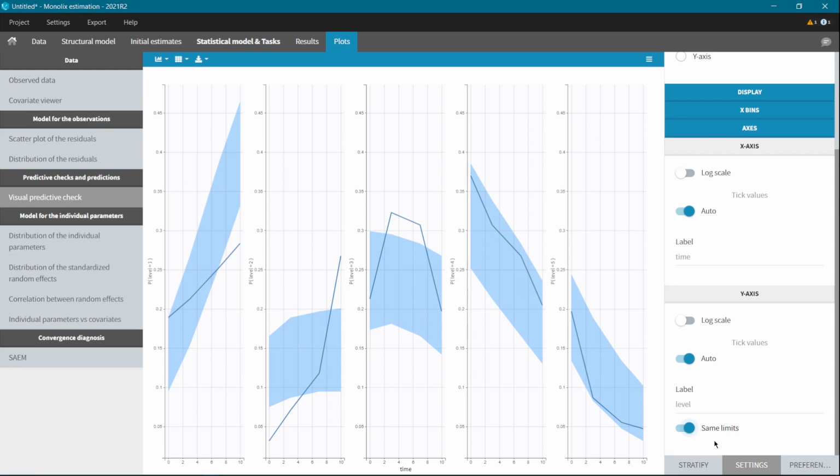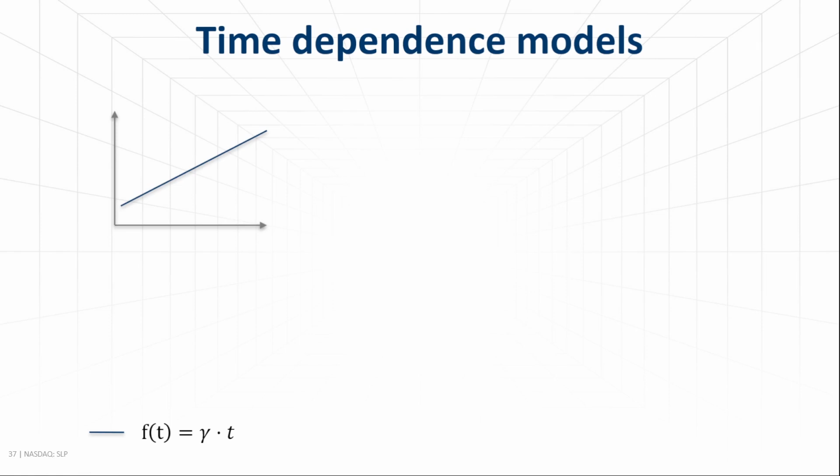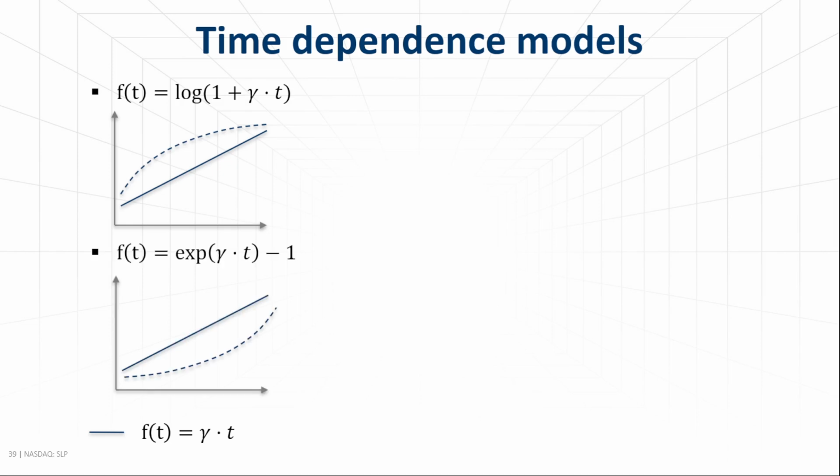We can see that the model captures well the decrease of the probability for level 4 and 5, but the approximation for level 1 and 2 is not that good. To capture better the observed data, we can try different time-dependent functions. So far, I have used a linear model that I plot here with the blue line. I could also consider a nonlinear evolution over time. For instance, a log function or exponent function that I plot here with dashed lines.